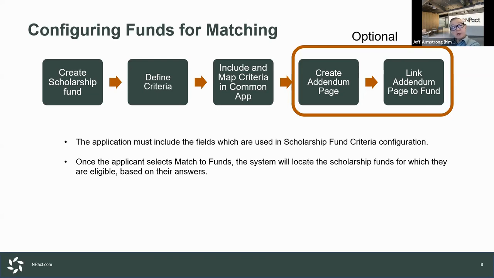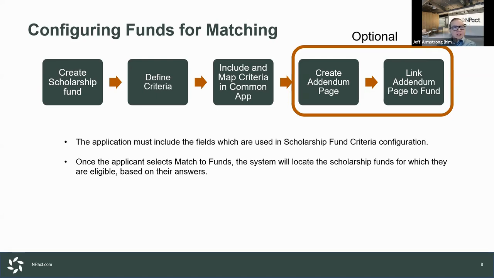So, for example, if you say that for a scholarship fund, students are only eligible if their GPA is greater than 3.5, you have to ask a GPA question in the application, right? And if you called it something different than GPA, then you'll have to note that whenever you do your mapping, and we'll step through that when we jump into the demo.